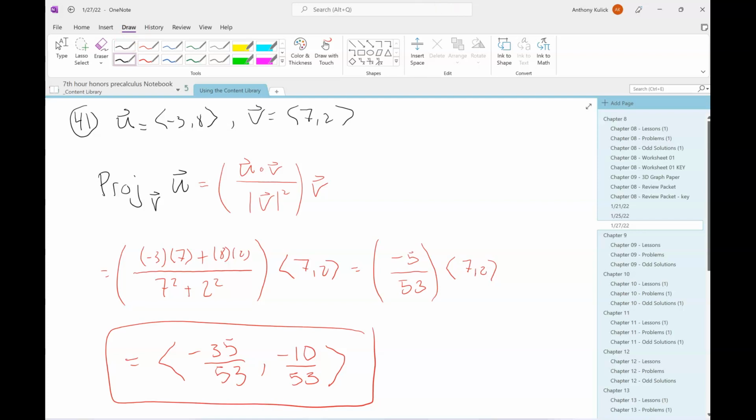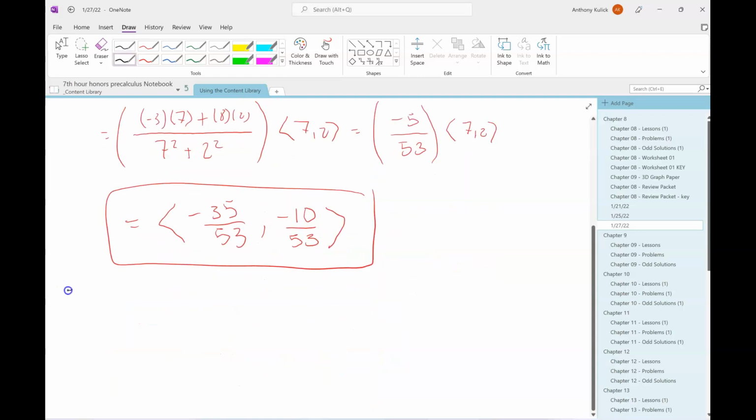I'm going to copy and paste that in so I don't have to spend half an hour writing all that information down.